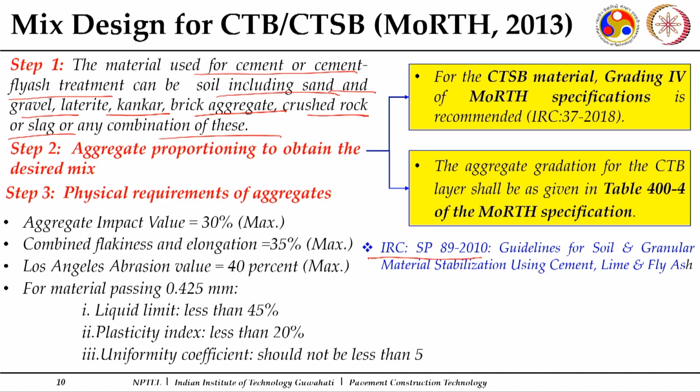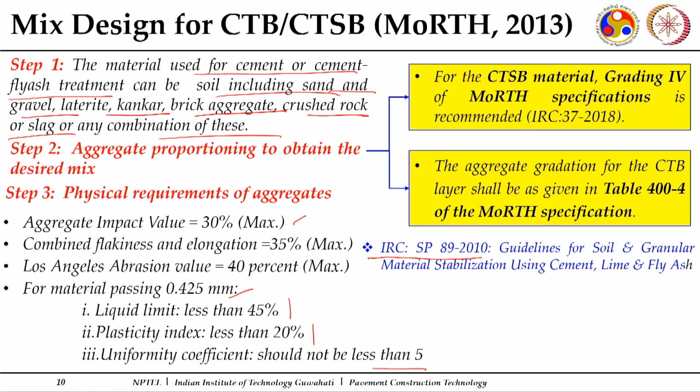Some specific requirements are mentioned in MORTH, SP 89 and IRC 37. If you are using aggregates, the aggregate impact value should be not more than 30%, along with limits on combined flakiness index and shape, and the Los Angeles abrasion value. These are the requirements related to the aggregates. For material passing 425 micron, the liquid limit should be less than 45, the plasticity index less than 20%, and the uniformity coefficient should not be less than 5.